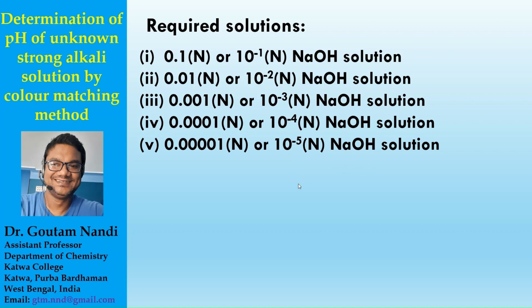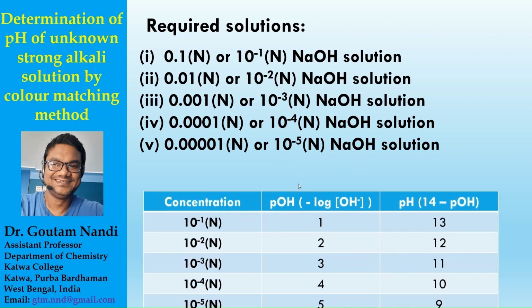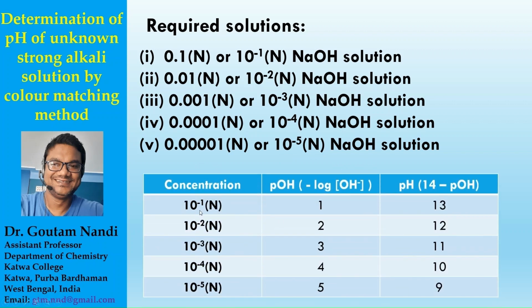So if we make a table for these solutions, then for 10 to the power minus 1 normal solution, pOH of the medium will be 1. And from the earlier relation, that is pH plus pOH equal to 14, we can determine the pH as 13 for the first solution. In this way, for the last solution, the pOH will be 5 and the pH will be 9.